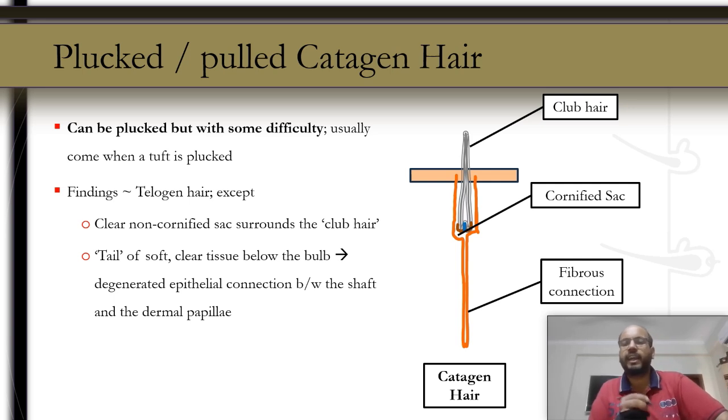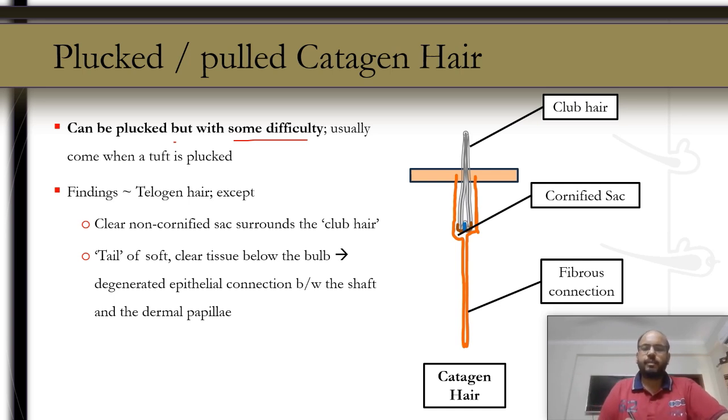Now, plucked or pulled catagen hair. Although they are rarely seen, we need to learn a bit about it. Catagen hair can be plucked out, but with some difficulty. But usually they come out when a tuft is plucked. Now remember, if you look at the distribution of hair shafts in different parts of the hair cycle, generally most of them are in anagen, followed by telogen, and very few of them, about 5% to 10%, are in catagen. So the amount is so small that you usually don't get them when you are plucking the hair.